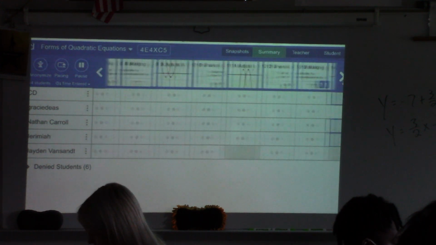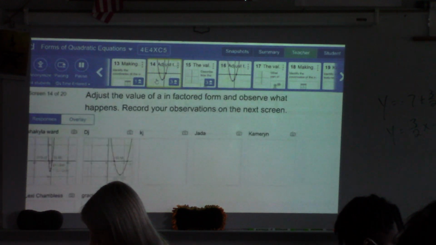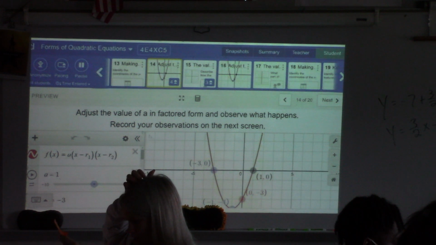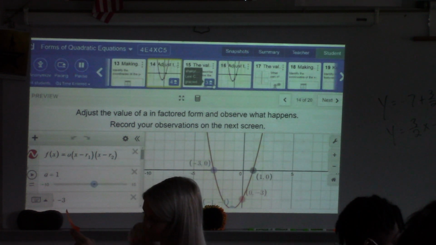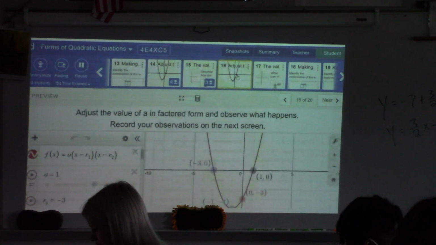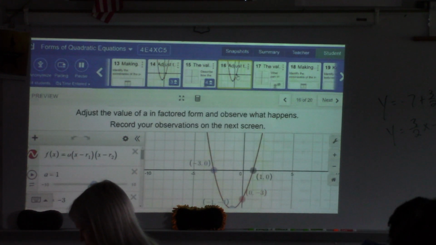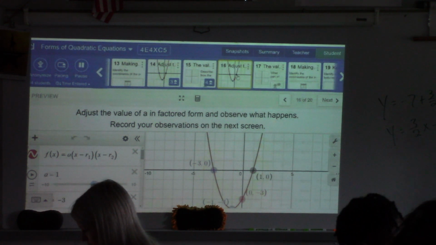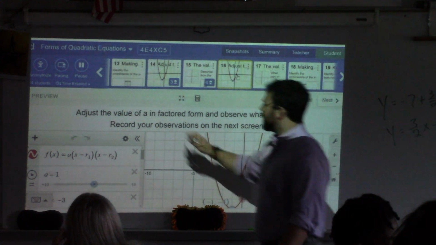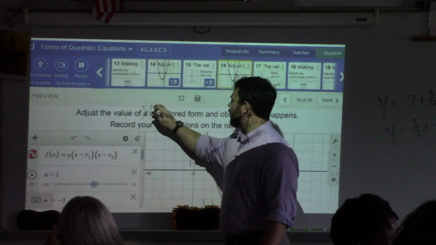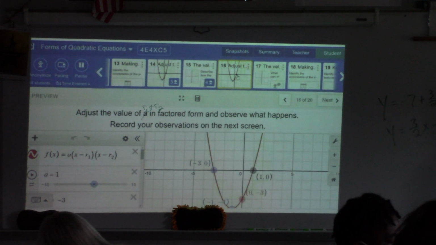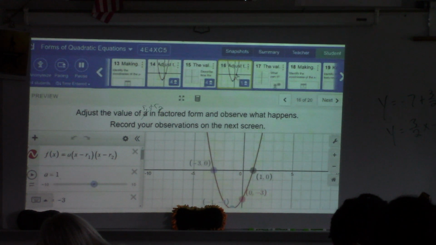Now, we should be somewhere around here on slide 14. Make sure you make the notes about adjusting the value of A. That's where you're going to go to slide 15. But we should be picking up here in slide 16 to identify what happens. Man, slide 16 should not say A. It should say R1 and R2. I'll have to fix that in the future. So adjust the value of R1 and R2 in factored form and observe what happens. And so you're going to make those notes on slide 17.